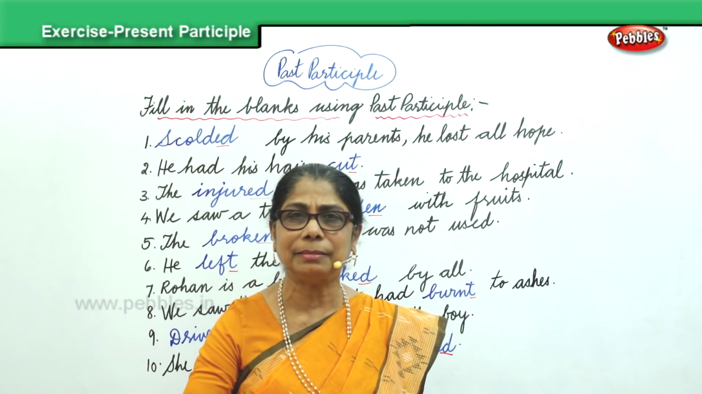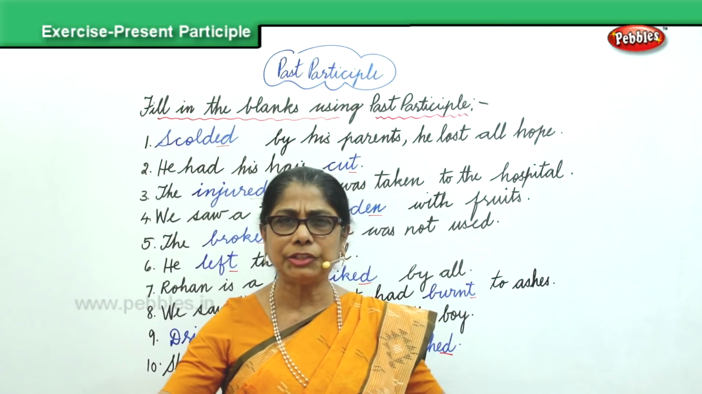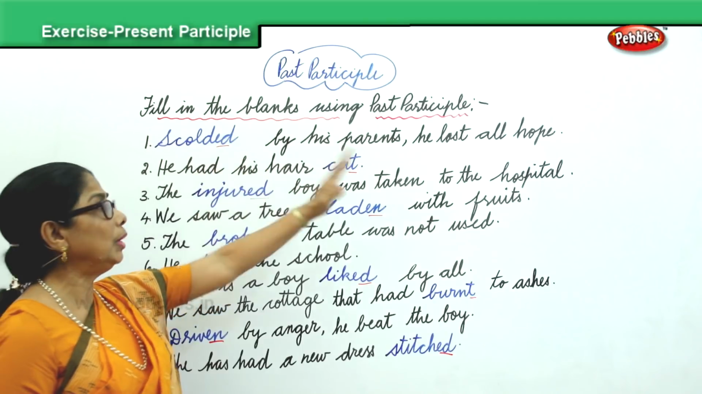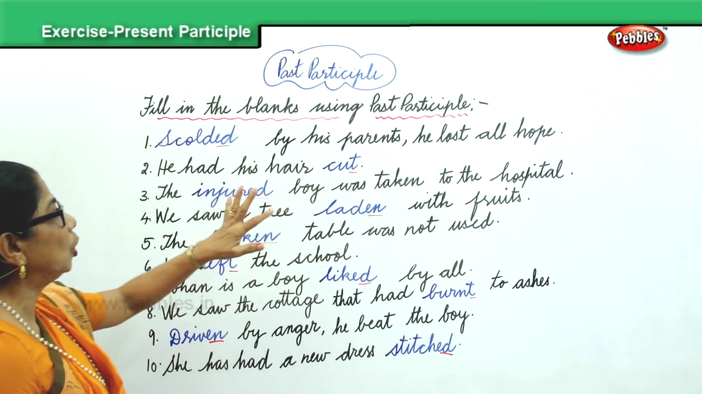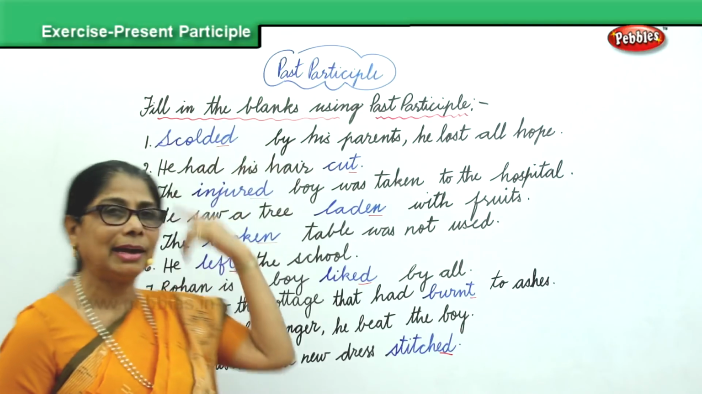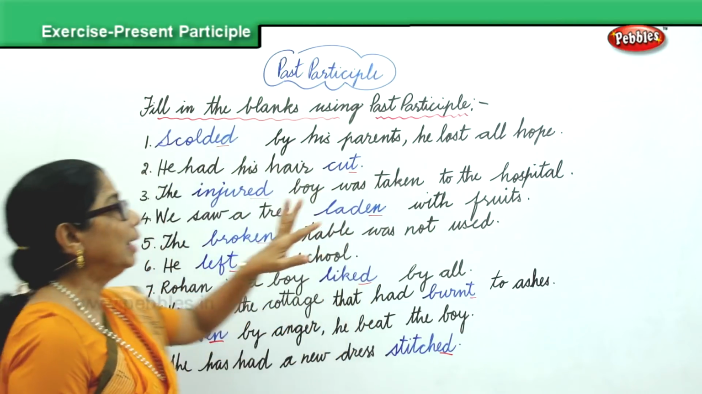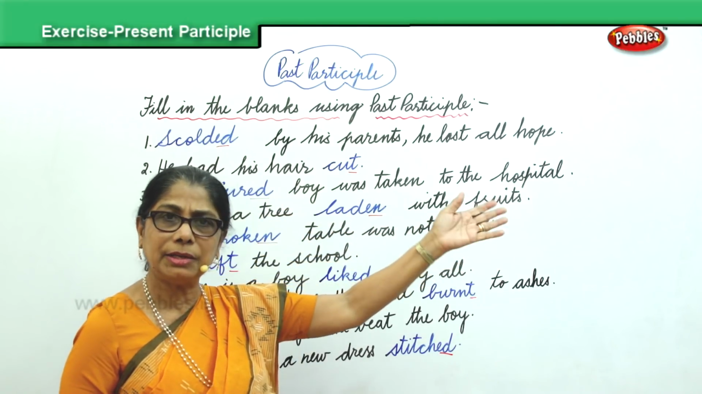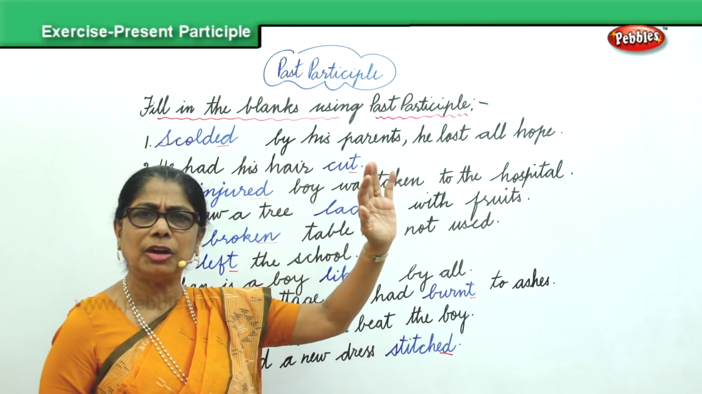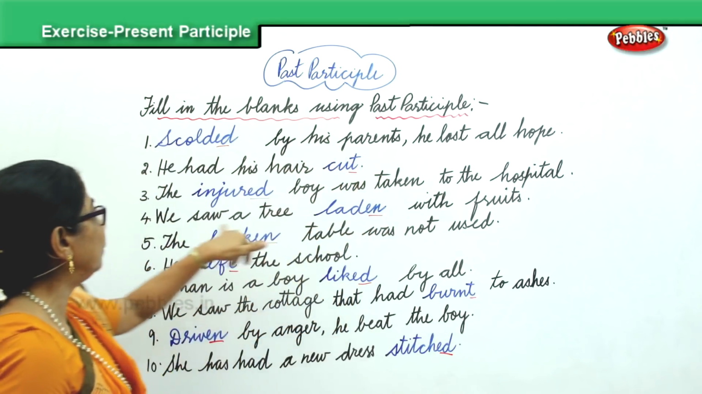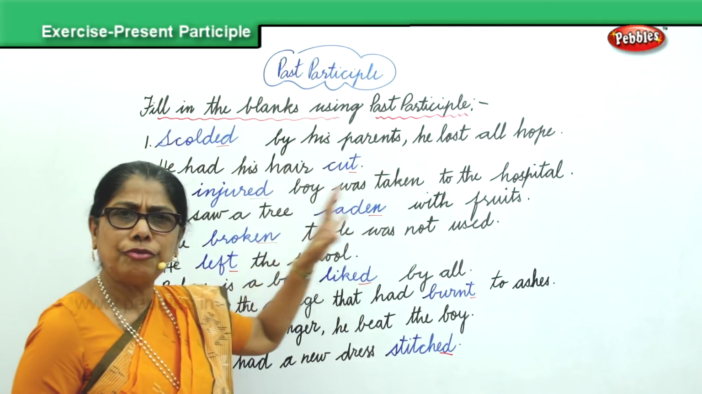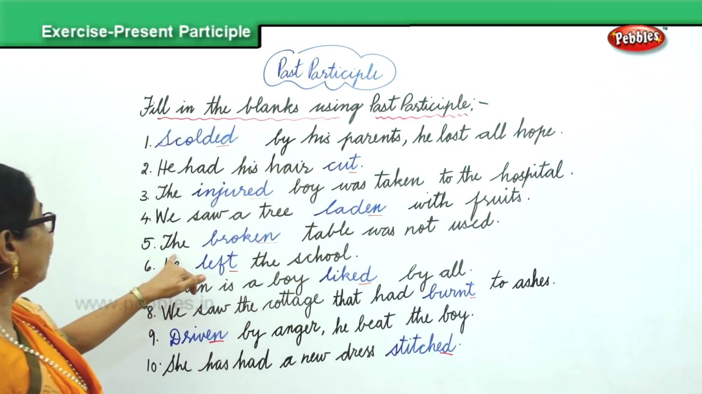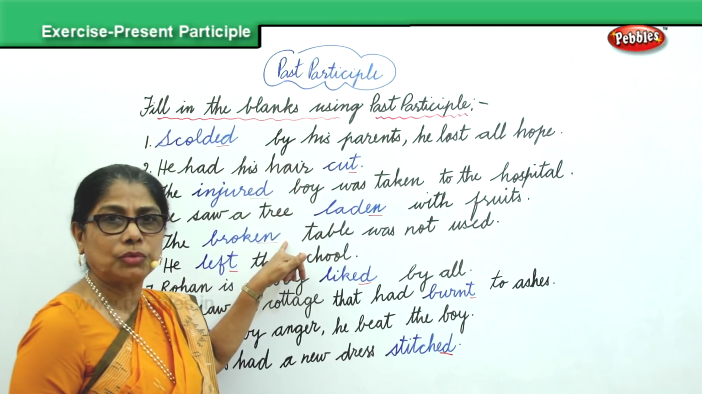The action in past participle is completed. Look at that. Scolded, scolding is over. Scolded by his parents, he lost all hope. He had his hair cut, finished cutting the hair. Over. Action completed. The injured boy was taken to the hospital. He's already hurt, finished. We saw a tree laden with fruit. The broken table. Nobody uses a broken table.